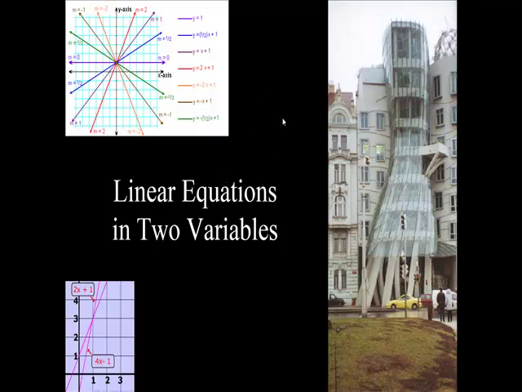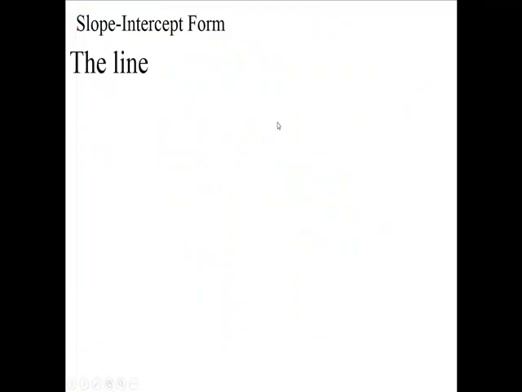Linear equations in two variables. And we have our slope-intercept form. So the line y equals 2x minus 1 is going to have a slope of 2. The number in front of x is going to be the slope. That is the slope.